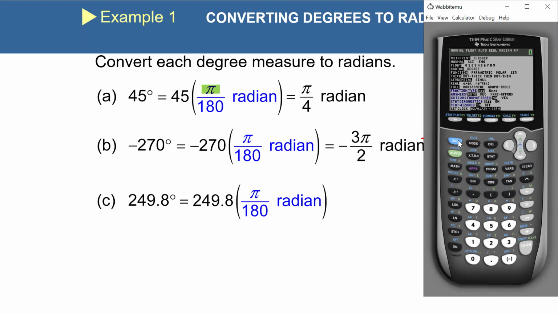Second, quit. So I'm going to put in 249 and 8/10 times pi, second, power, carry button, divided by 180. The carry button above divide, that's going to be your pi. So I'm going to type it in just like that. I'm going to hit enter, and it's going to give me my approximate radian value.